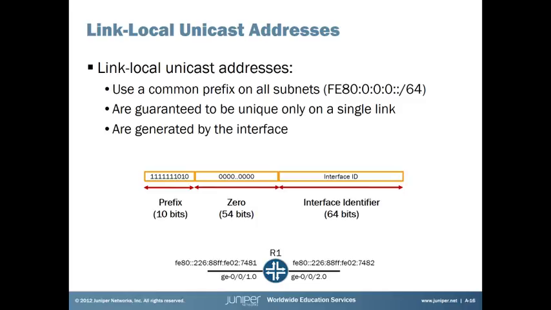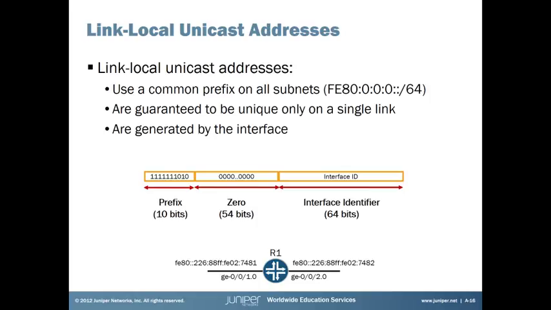Let's take a look at all the different types of addresses that we use in IPv6. The first is the link local unicast address. So it's a unicast address with a common prefix on all subnets, so it will always start with FE80. They are guaranteed to be unique only on a single link, in other words, only within a particular subnet. And they are generated by the interface itself, so they are automatically assigned. So they are our link local unicast addresses.